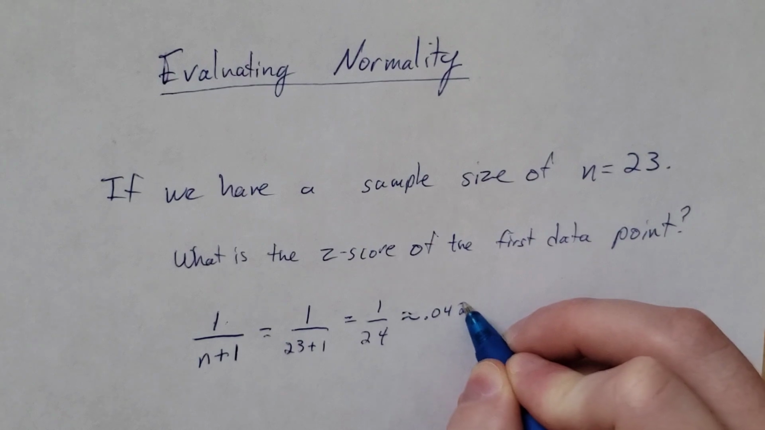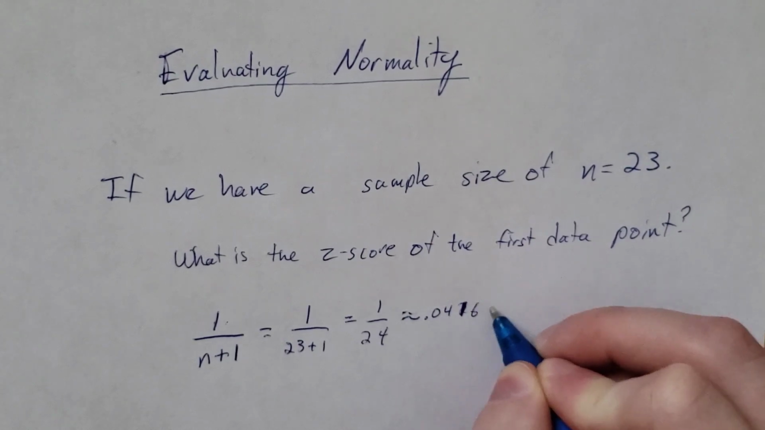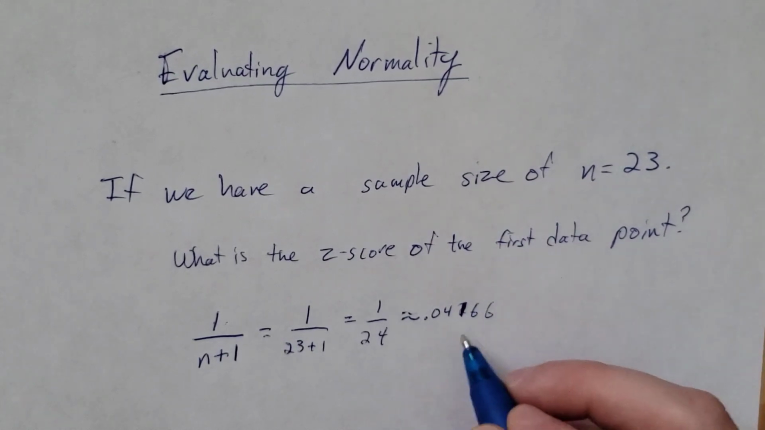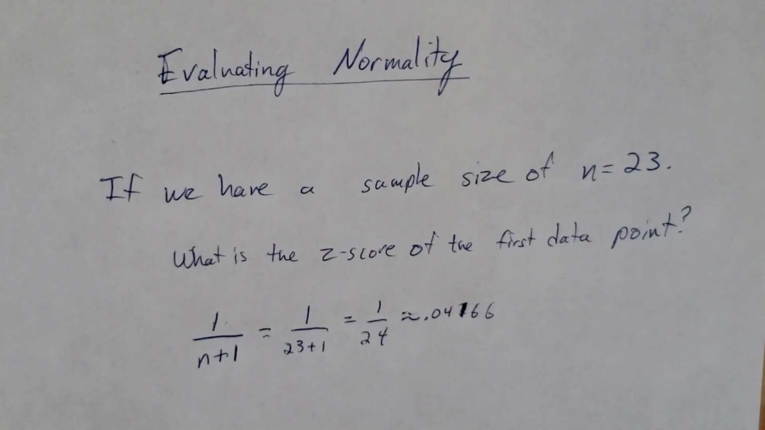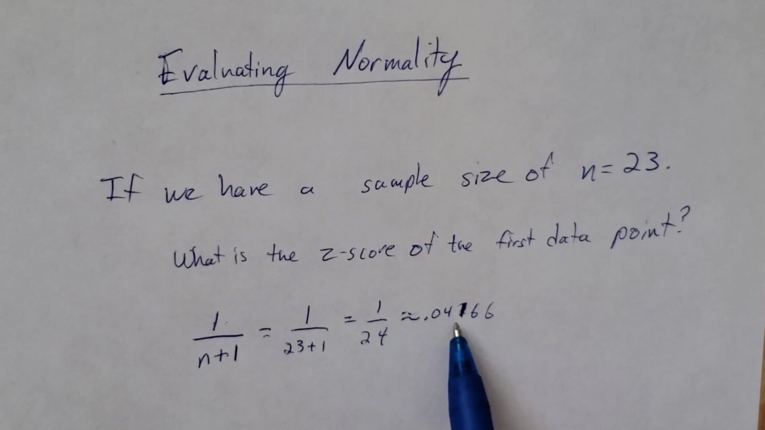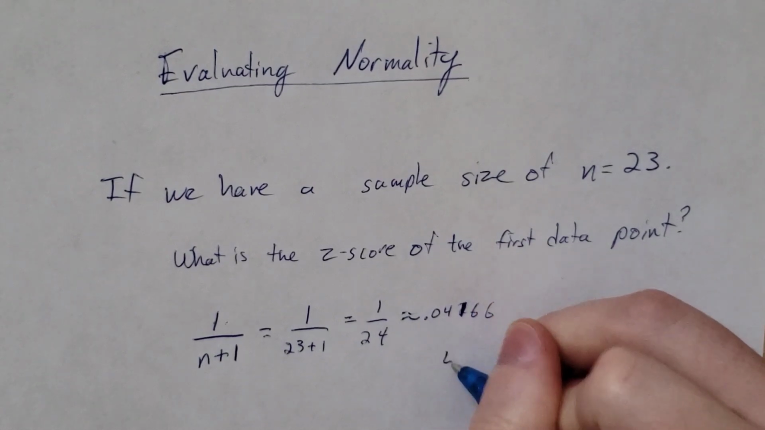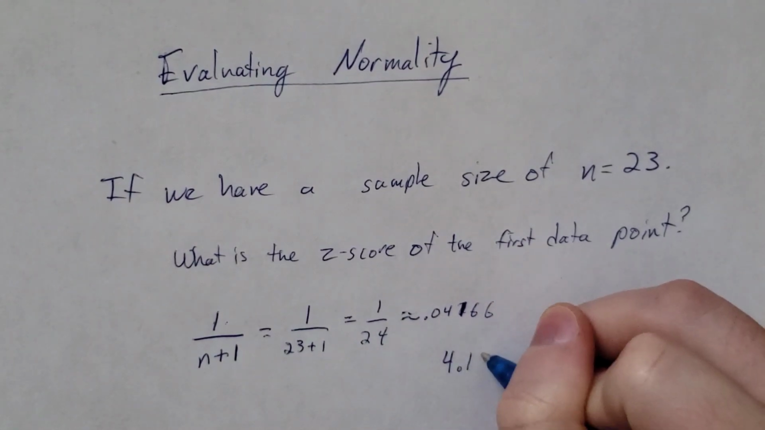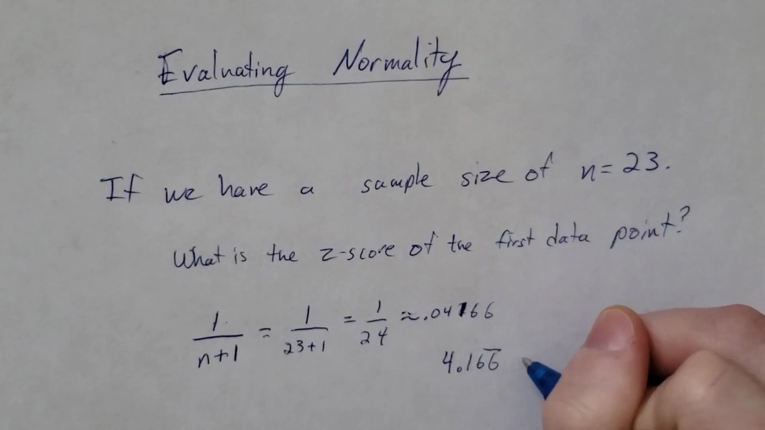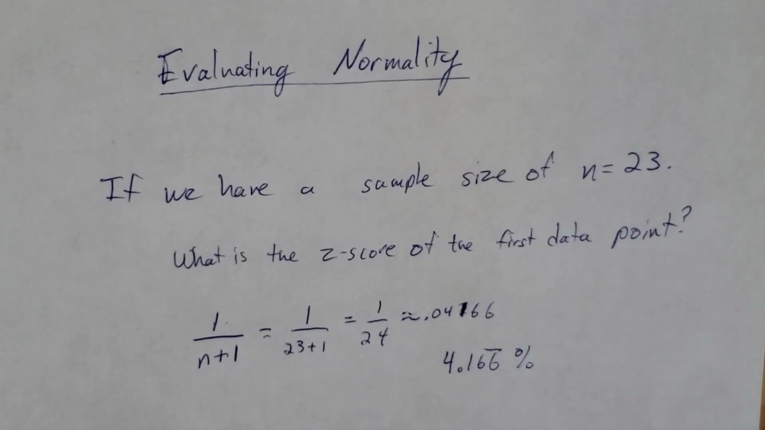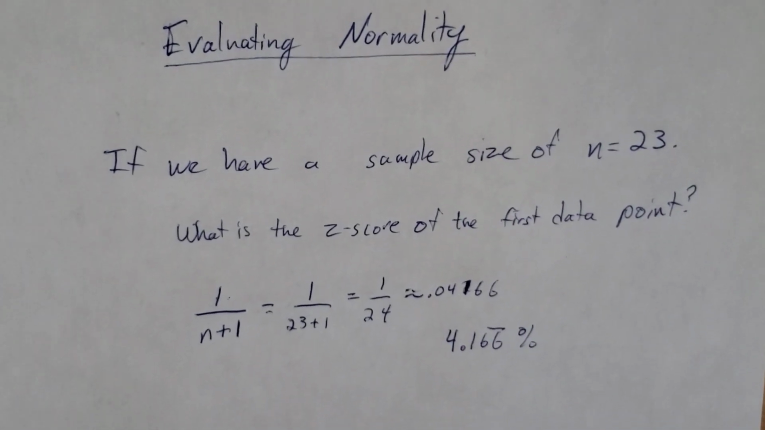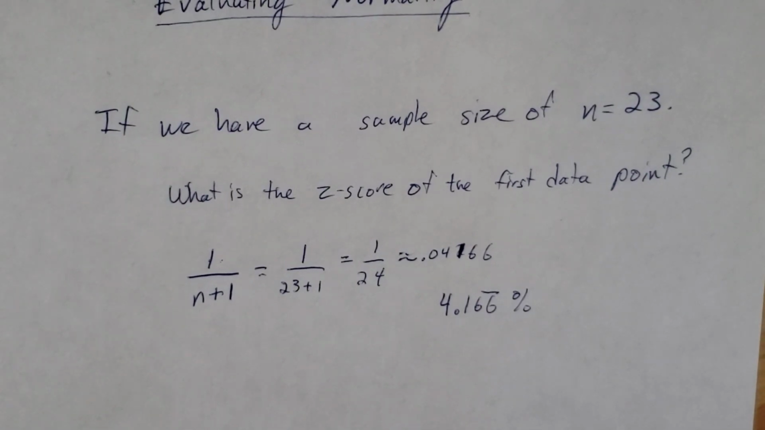which is approximately 0.04166. It's actually 0.0416 repeating, with the 6 repeating. So this is that value. What does that tell us? Well, that tells us that about 4.166% of the data should be below this first value.